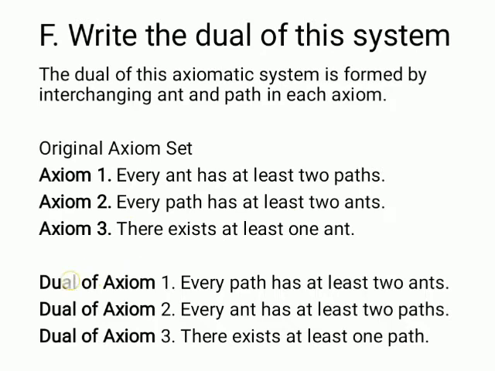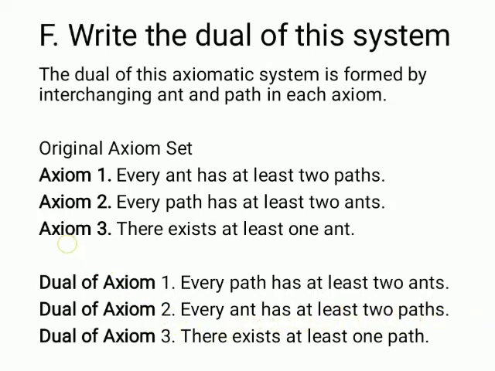So, bali kung isusulat natin yung dual axiom 1 natin, so, every ant, so gawin nating path ito. Every path has at least 2 paths. So, itong paths gawin nating ants. So, every path has at least 2 ants siya. Sa axiom 2 naman, every path, gawin natin tong ant. So, every ant has at least 2 ants. Itong ants gawin nating paths. So, magiging every ant has at least 2 paths.